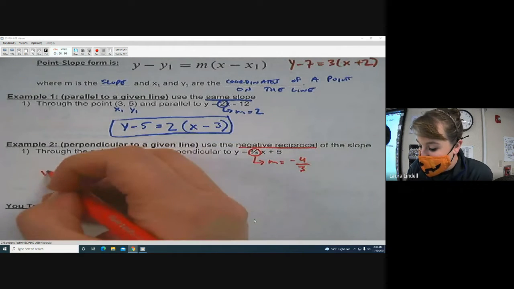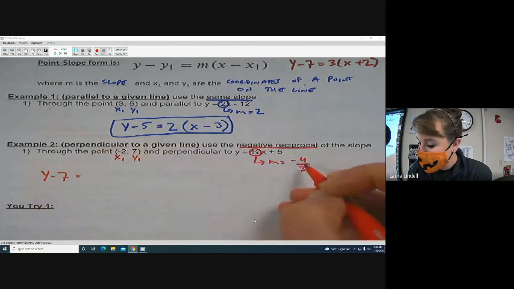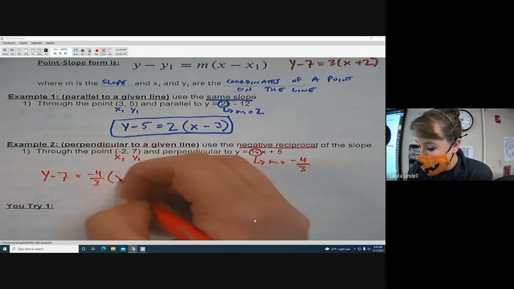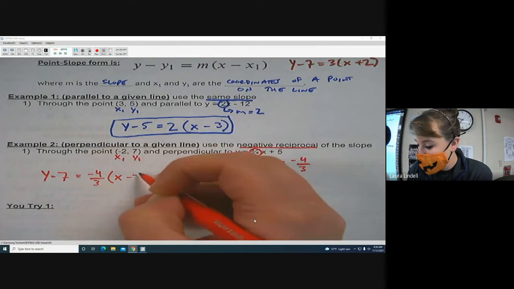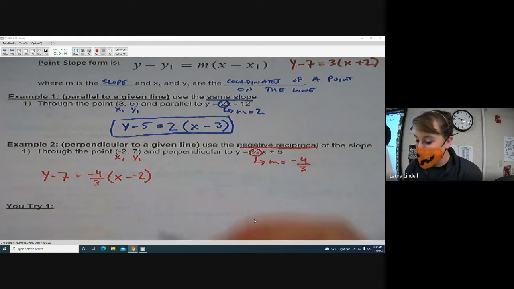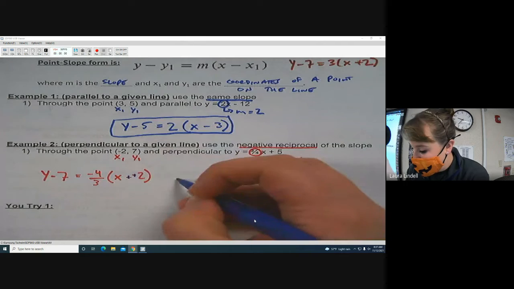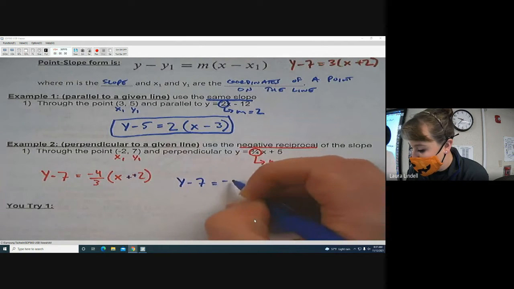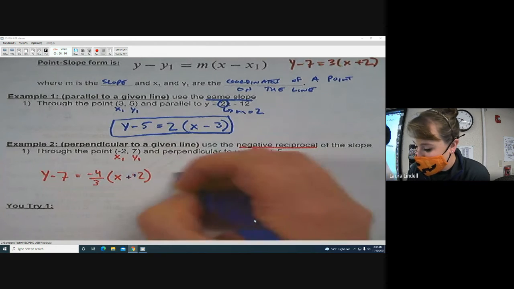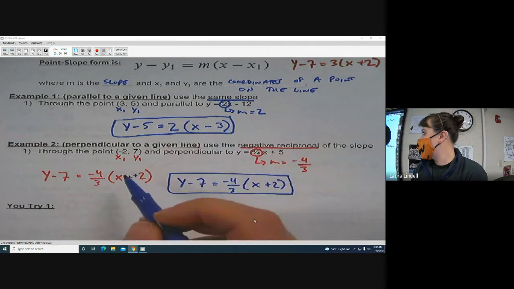So we go y minus y1, which was 7, equals the slope, negative 4/3, times x minus x1, which was negative 2. So this is the case where you end up with minus a negative, and you can turn that into adding a positive. So we can rewrite this as y minus 7 equals negative 4/3 times x plus 2. It's the same thing, but just a little bit cleaner, with the x plus 2 instead of minus negative 2.